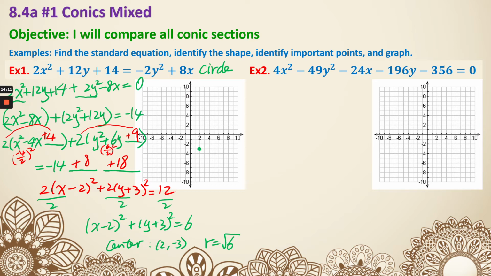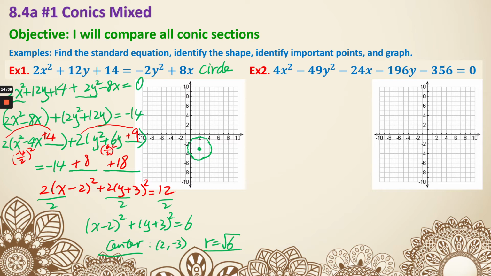As for the r, the square root of 6 is like 2 point something. I'm not going to ask you to find the exact number, so just estimate, it's slightly over 2. So I can draw my circle. It's not going to be precise, but at least it is a circle that we can draw. So there it is, there's my circle. That's example 1. For a circle, you only need to identify the center and the radius.